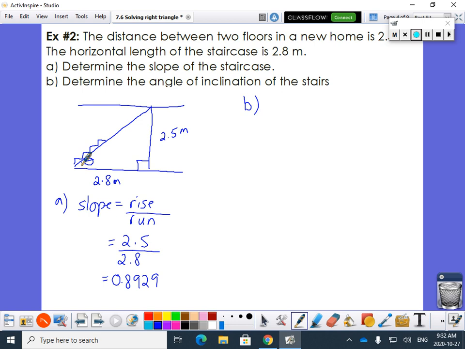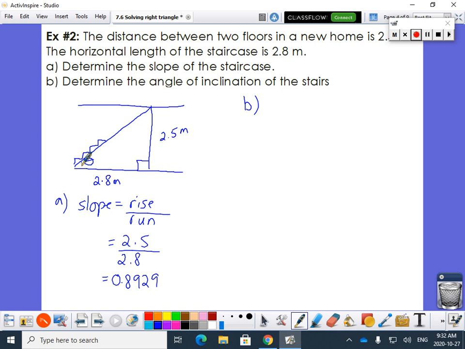This is going to tell you the angle of inclination. This is the angle in which the stairs are going up, right? Okay, this is the angle in which the stairs are going down, but this is the angle of incline. Are we okay with that? So we want to figure out this angle based off of this question.